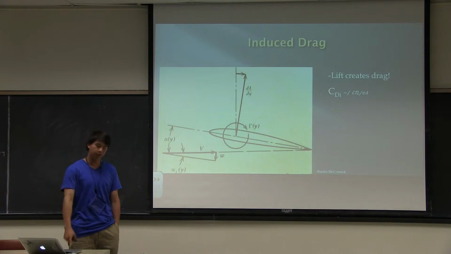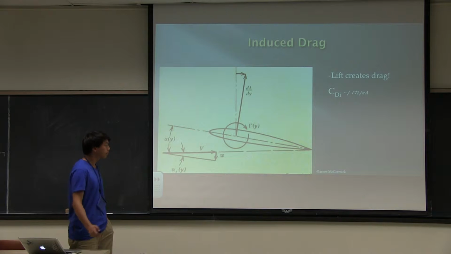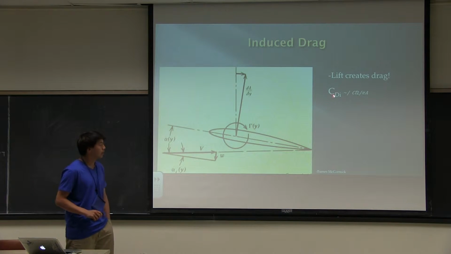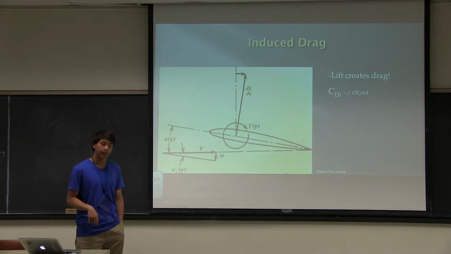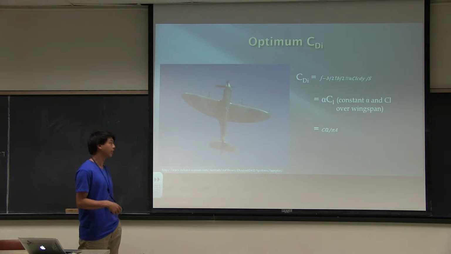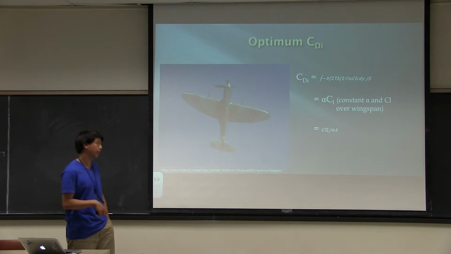Induced drag: lift creates drag, we talked about this before, so a component of the lift causes drag. In general, the coefficient of induced drag is about coefficient of lift squared over pi A, where A is the aspect ratio. The optimum coefficient of induced drag is given by this integral. You're just adding components of the coefficient of lift over the area of the wing.